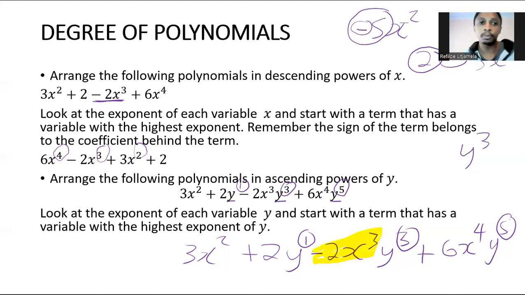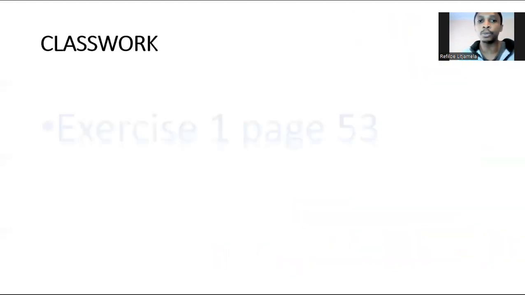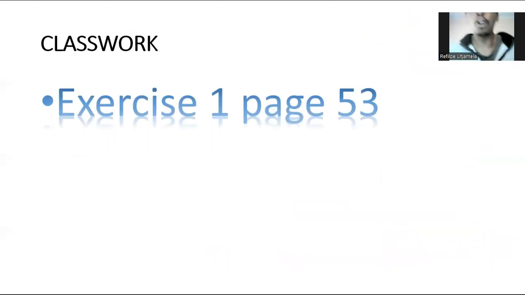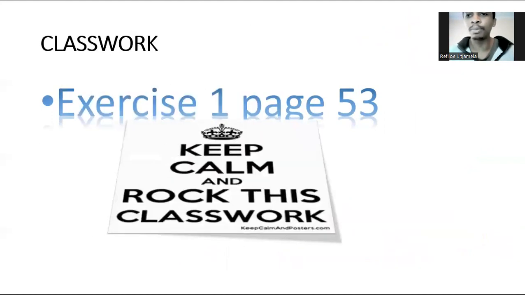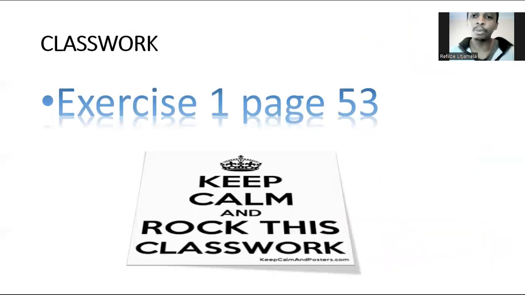Let's continue. It looks like I am done. It is your turn. Please do exercise 1 on page 53 of book A. Keep it calm and rock this classwork. Tomorrow I'll just be checking if you have done this classwork. Make sure it's in the ABC books. I think it's book A in the ABC books. Exercise 1 on page 53.